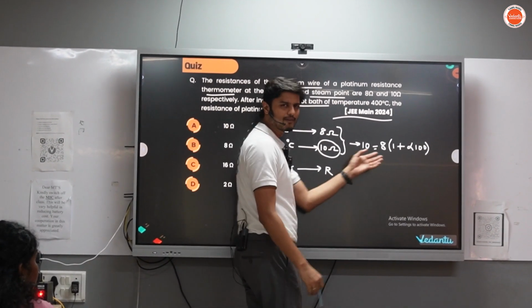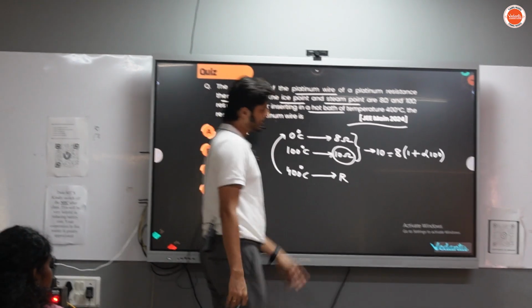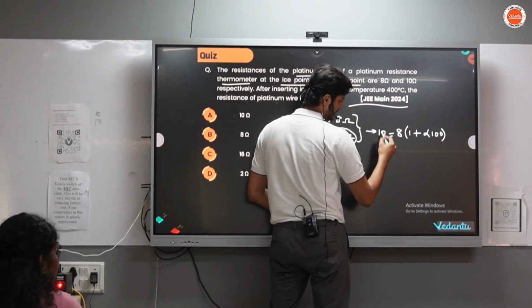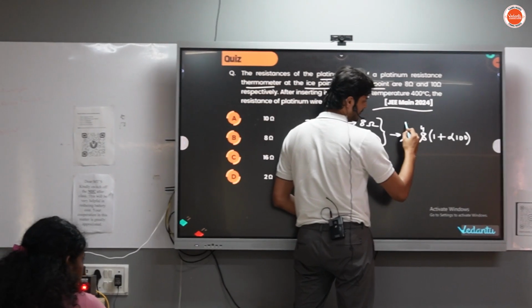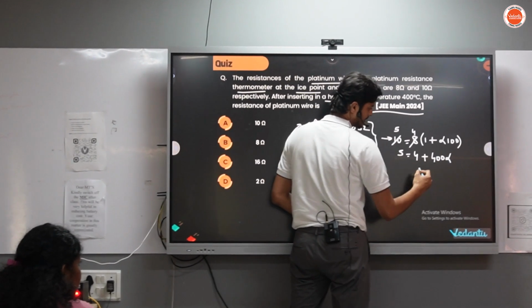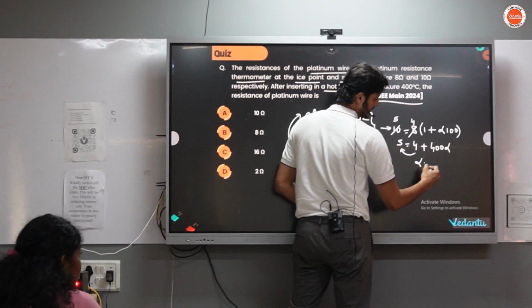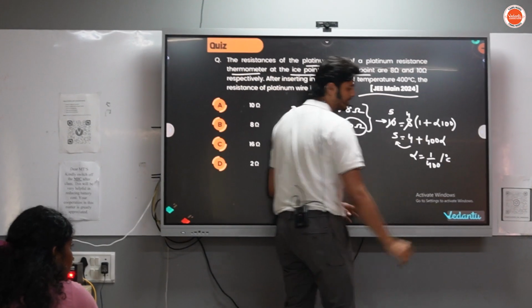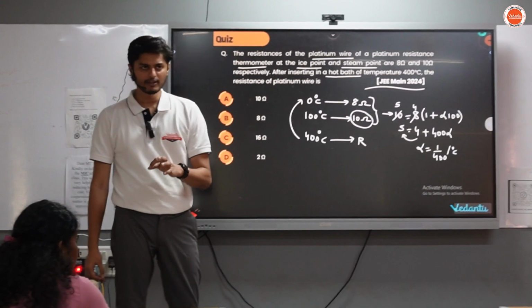You will get a very simple value because it's a PYQ. What will you get from this? 5 equals 4 plus 400 alpha. So alpha is 1 by 400 per degree Celsius. Okay, anyways, 1 by 400.